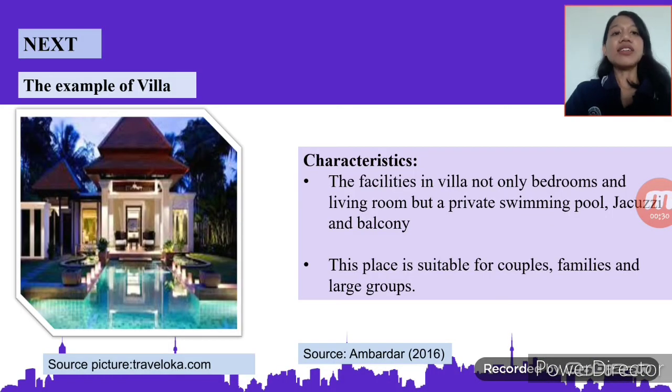And the characteristics of villa are: the first is, the facilities in villa are not only bedrooms and living room but also a private swimming pool, jacuzzi and balcony. Second is, this place is suitable for couples, families and large groups. And as you can see on that slide, there is the example of the villa, which is the picture about a villa.